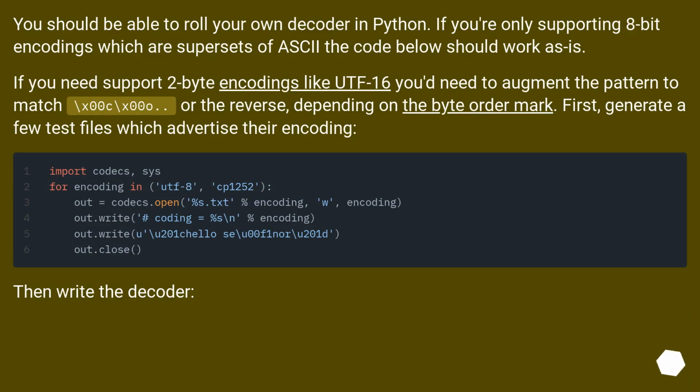You should be able to roll your own decoder in Python. If you're only supporting 8-bit encodings which are supersets of ASCII, the code below should work as is. If you need to support 2-byte encodings like UTF-16, you'd need to augment the pattern to match \x00 or the reverse, depending on the byte order mark.